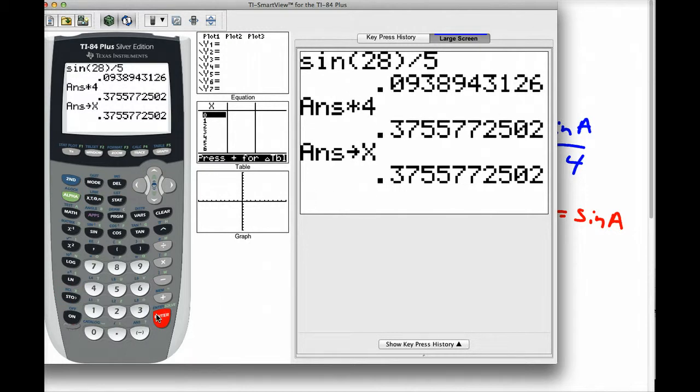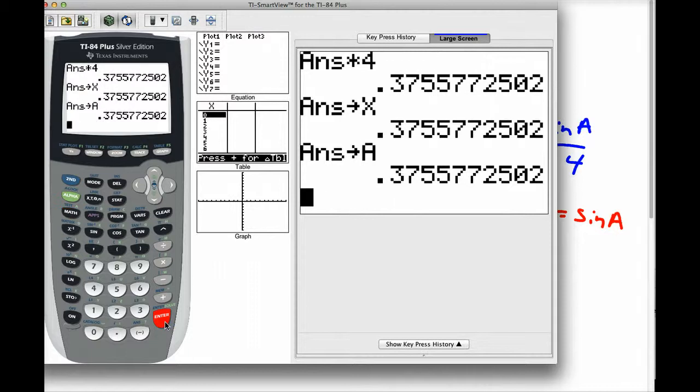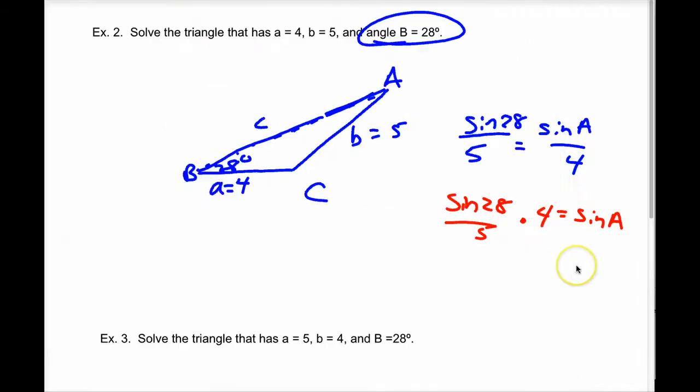Now this is actually going to go with A, so maybe you want to store it as A. You know, you could say, oh, forget that, forget x. I'm going to store it as alpha A. From now on, that goes with my A. Okay, so I've got 0.38 is sine of A.